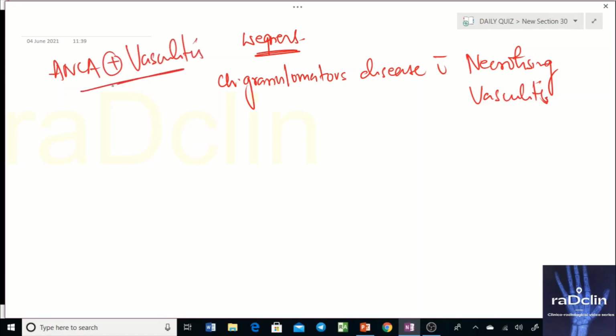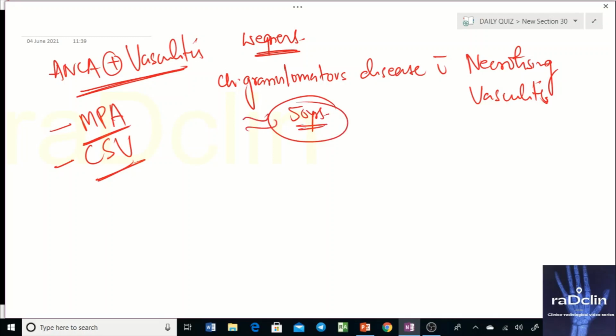And along with Wegener's, there are two other entities, that is microscopic polyangiitis and Churg-Strauss vasculitis. These also present with similar features. So in Wegener's, this is a scenario, and typically the mean age that the patient has is 50 years, but definitely you'll have patients of middle age also.